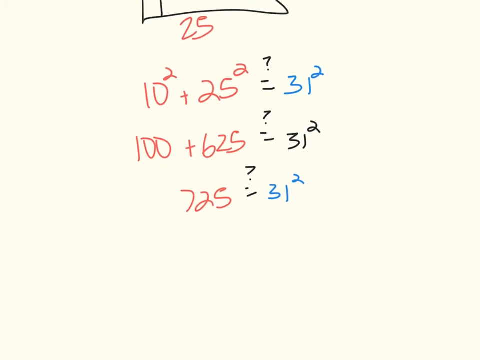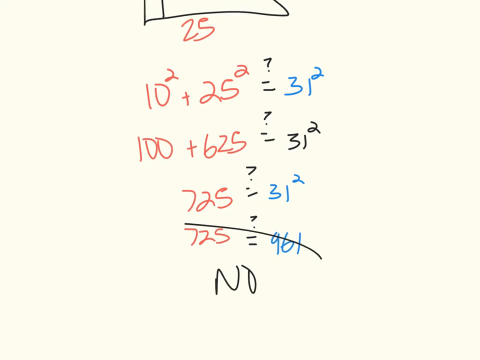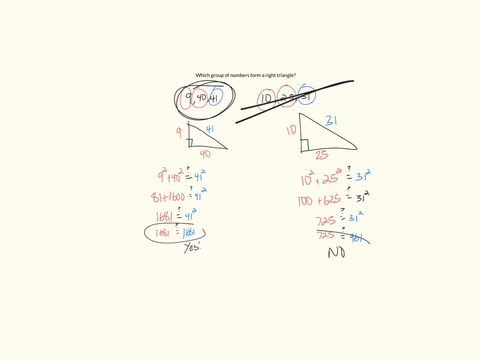And let's see here, 31 to the power of 2 is 961. So does 961 have the same worth or value as 725? Of course not. No. So those groups do not form a right triangle.